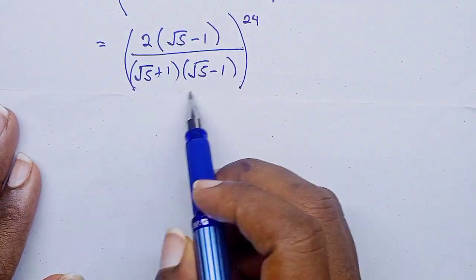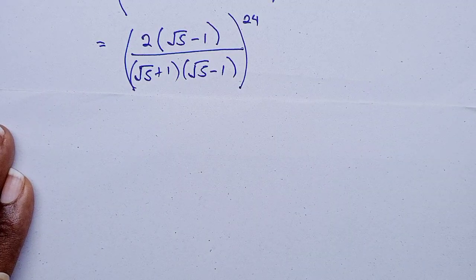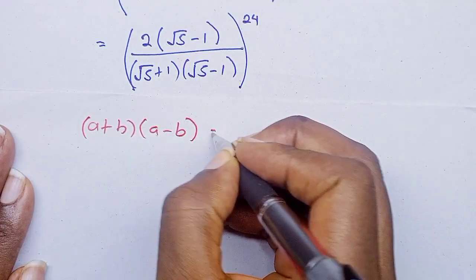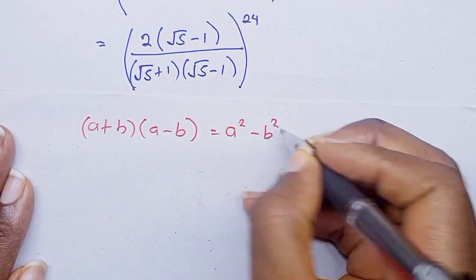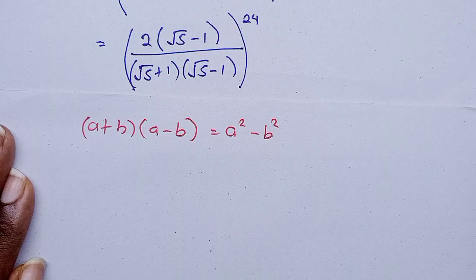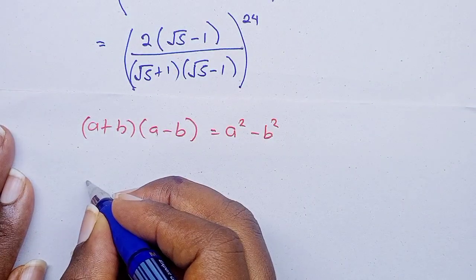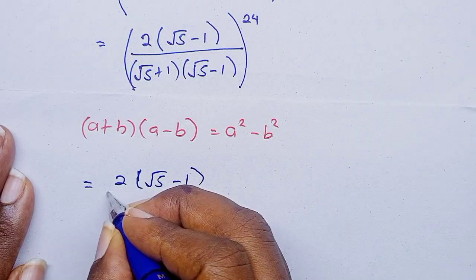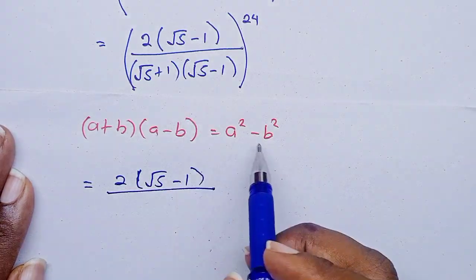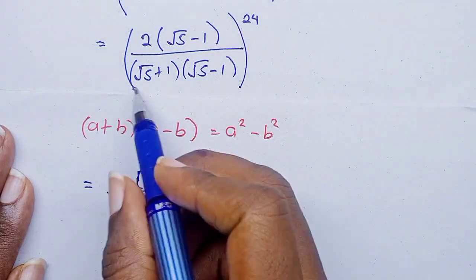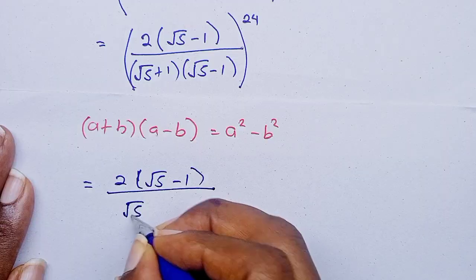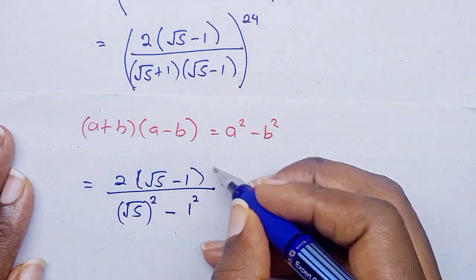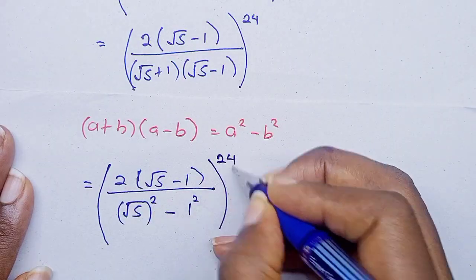As we can see, this denominator here is in the form of a plus b into a minus b. This is equals to a squared minus b squared. In other words, it's a difference of 2 squares. So this here will become 2 into root of 5 minus 1 over, so we write it in this form here. So our a in this case is root of 5. So over root of 5 squared minus, and our b is 1. So 1 squared. All this is to power 24.